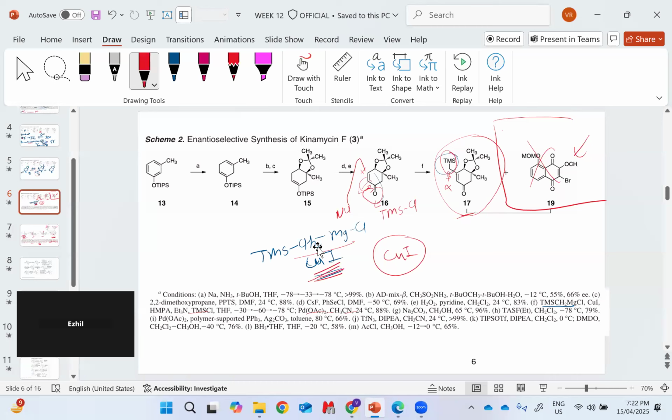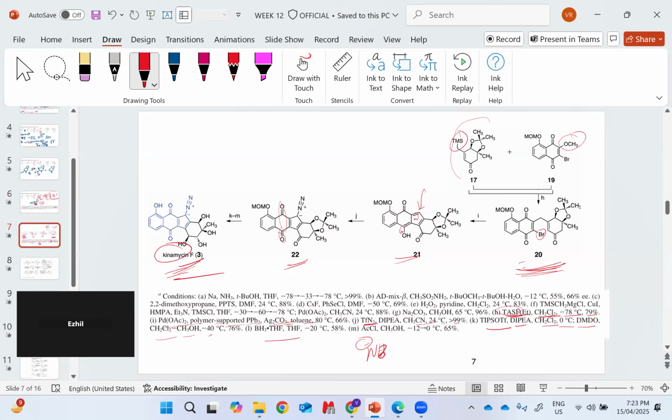And with this synthesis, as you have seen, in this step, particularly the TMSCH2MgCl, that's the Grignard reagent, and how the activity of the Grignard reagent is tuned by adding the additive copper iodide. So that's why instead of directly attacking on the hard center, that is the carbonyl, this Grignard reagent attacks on the soft center.